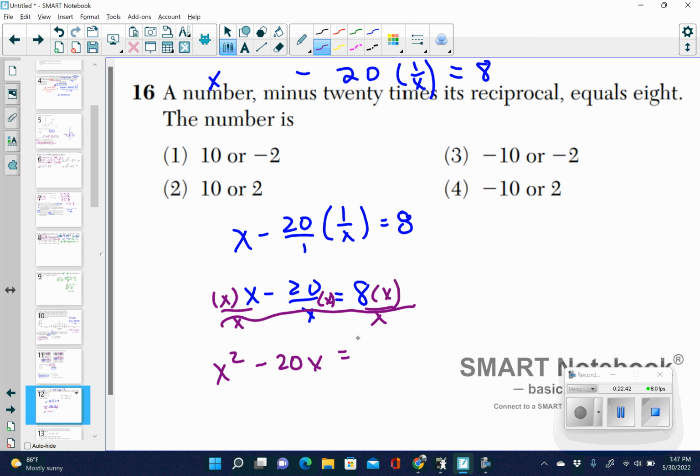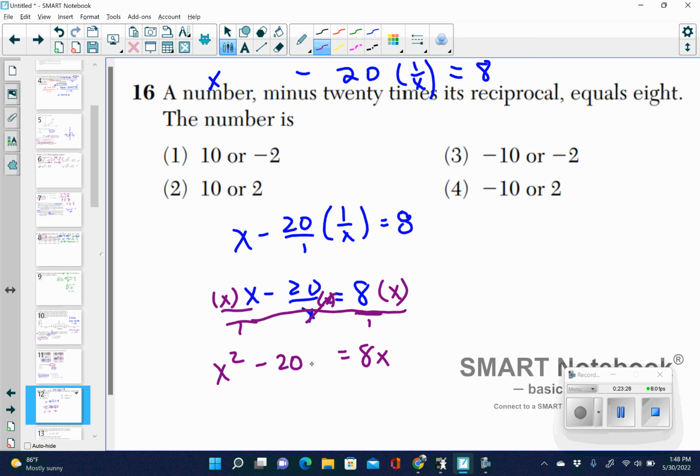Oh, I just messed up. Sorry, let me just go back real quick. These x's cancel each other out, and so do these right here. So this is minus 20 equals. I'm trying to go quick, but I shouldn't be sloppy. So I'm going to multiply this by x, and if there's no denominator, there's an imaginary 1 right there. And so I'm going to multiply everything by x here. So I have x squared minus 20 equals 8x.